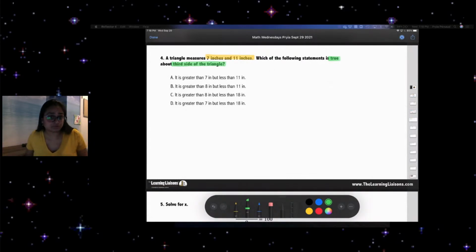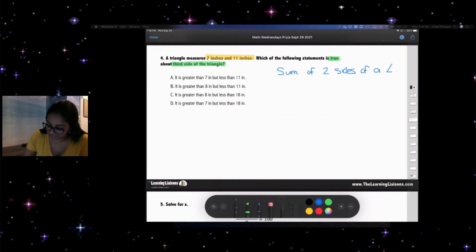Well, I recall hearing about this rule, and it went a little something like this. If you add 2 sides of the triangle, so the sum of 2 sides of a triangle, I'm going to put the lovely triangle shape for the word triangle, they must be greater than the third side.